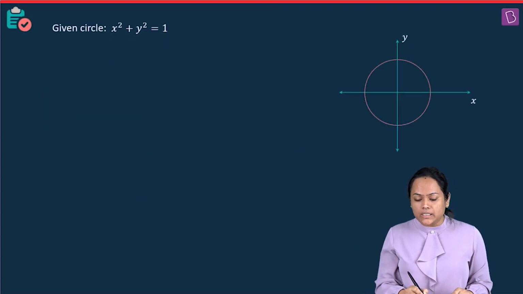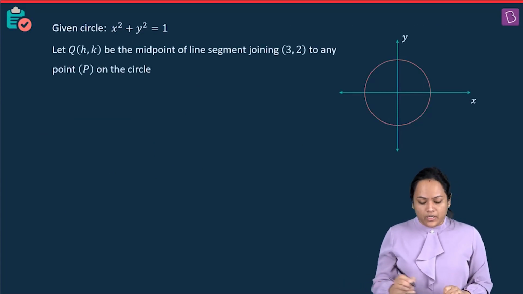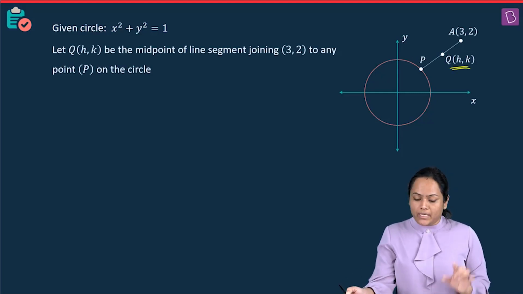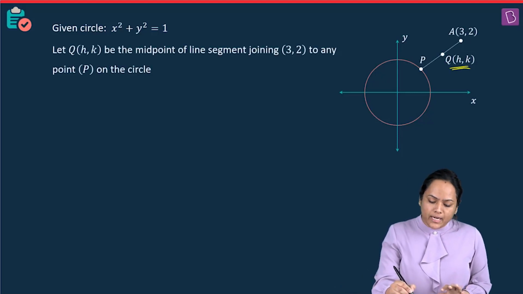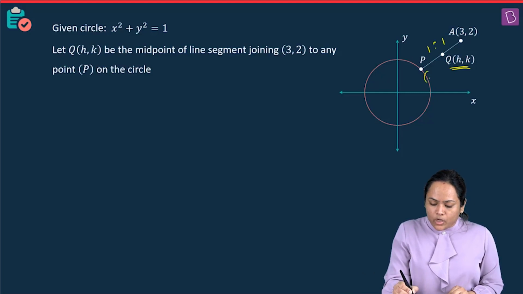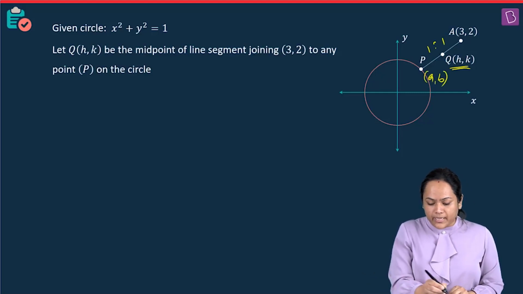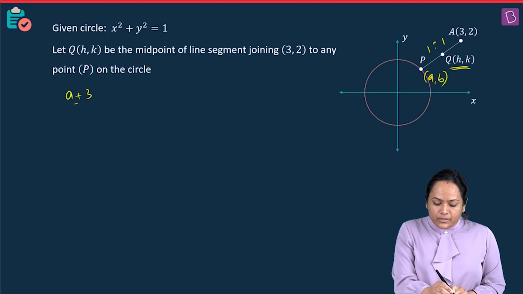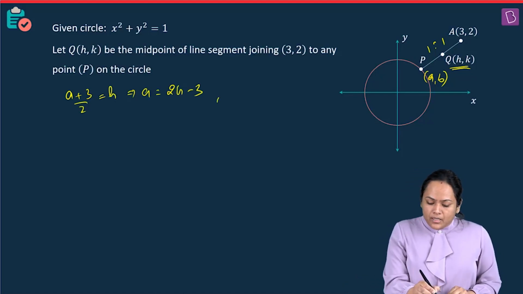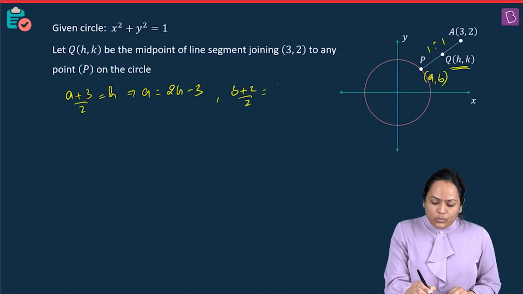So this is the circle. Then let's say Q is the midpoint and P is the point on the circle, right? So I have P point on the circle, Q is the midpoint, which is my h comma k. So quickly, by applying the midpoint formula for P and A with midpoint Q, if I take my P coordinates as A comma B for some time, I can say that A plus 3 by 2 will be equal to h. That means my A value will be equal to 2h minus 3. Similarly, B plus 2 by 2 is equal to k. That means my B value will be equal to 2k minus 2.